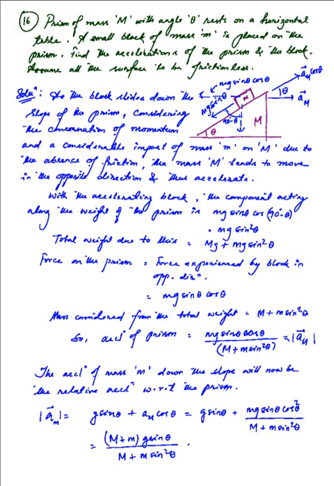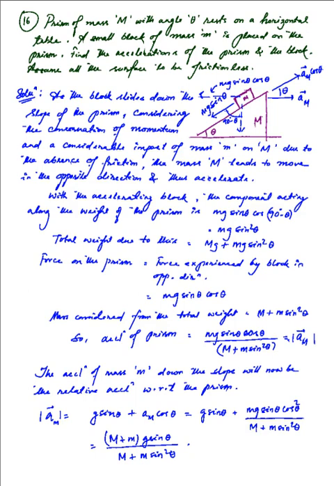In the next case, we have a prism of mass M, with an angle theta. It rests on a horizontal table, of course, and a small block of mass m is placed on top of it, and it slides down, obviously. We need to calculate the accelerations of the prism and the block. Now, the surfaces that we have in this picture are all frictionless.